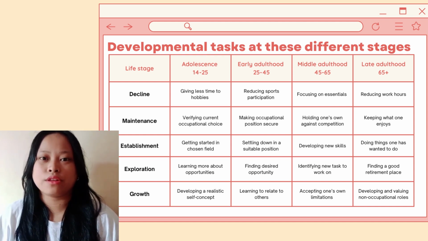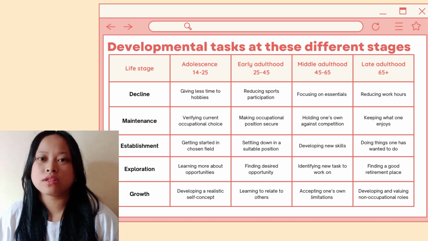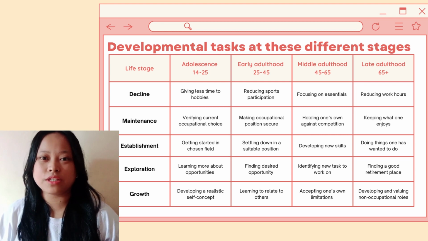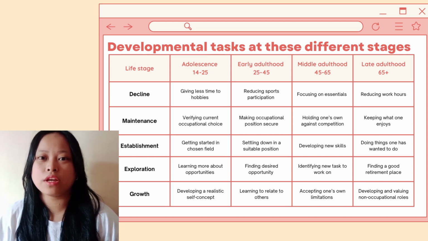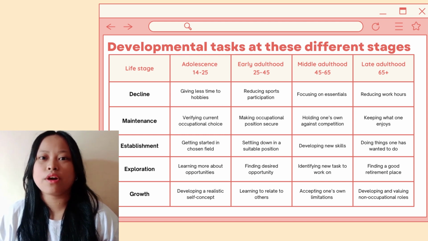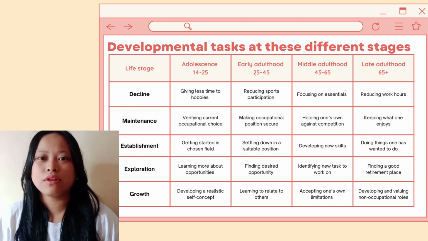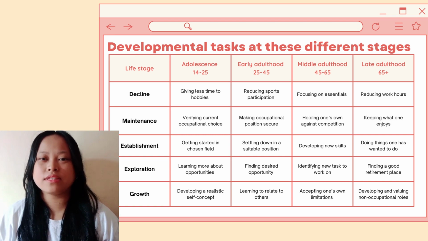Next is middle adulthood, between 45 to 65 years old. It says here that you're holding one's own against competition. This means that you are being independent and you're facing your problems on your own. Last is late adulthood, between 65 years old and above. It says here that you're keeping what one enjoys. This means that you are keeping the enjoyable things or happenings that you find and cherishing every moment that you have.